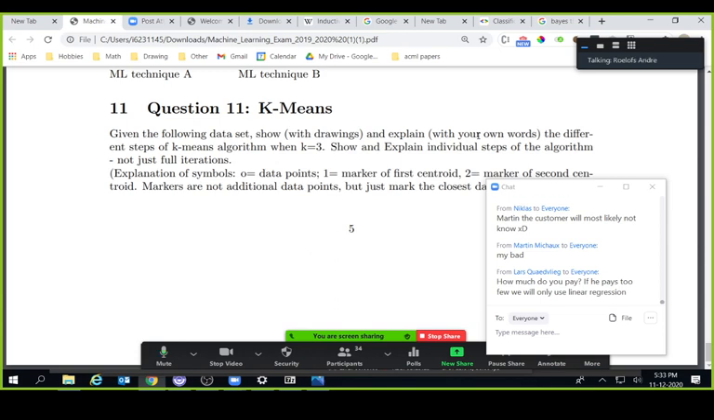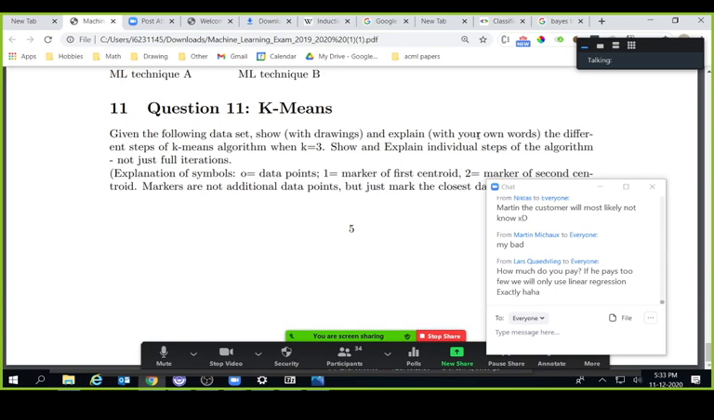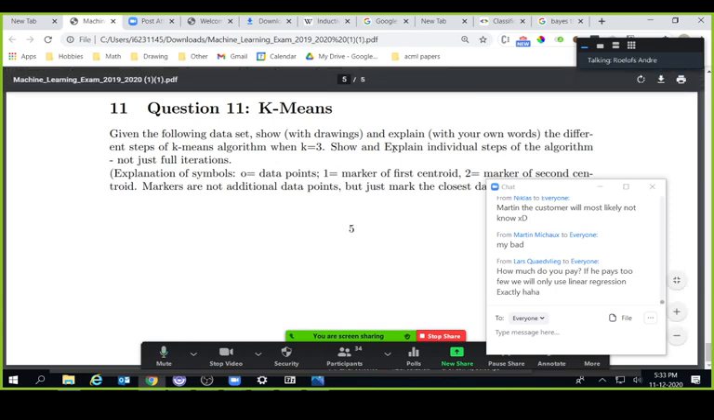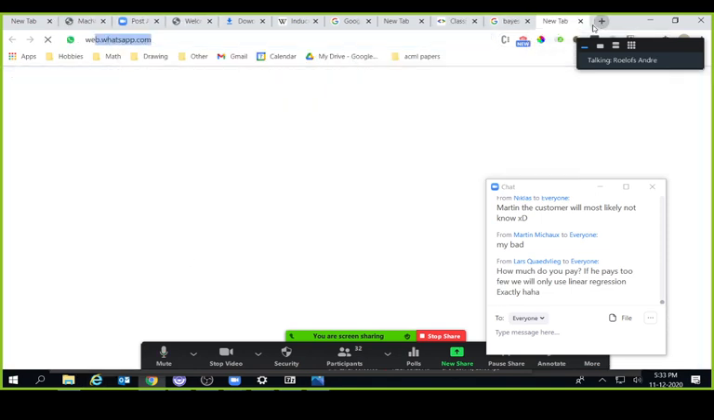Okay, so given the following data set, show with drawings and explain in your own words the different steps of the K-means algorithm. When k is equal to 3, show and explain individual steps of the algorithm, not just full iterations. Okay, we don't have any drawings, funnily enough. But having said that, we actually do have a solution.